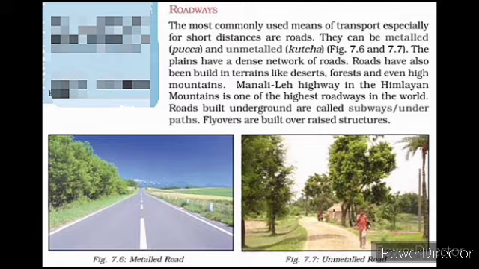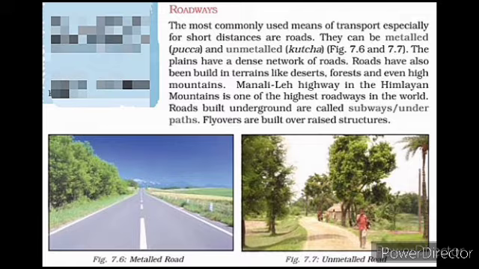The plains have a dense network of roads. Roads have also been built in terrains like deserts, forests, and even high mountains. So basically, roads are the most commonly used means of transport, basically for short distances, and they can be of two types, metalled and unmetalled. They have also been built in different terrains like deserts, forests, and even high mountains.